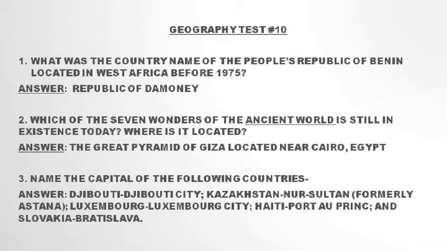Question 3. Name the capital of the following countries. The answers are: the capital of Djibouti is Djibouti City. The capital of Kazakhstan is Nur Sultan. Formerly, the capital was Astana. Capital of Luxembourg is Luxembourg City. The capital of Haiti is Port-au-Prince. And the capital of Slovakia is Bratislava.